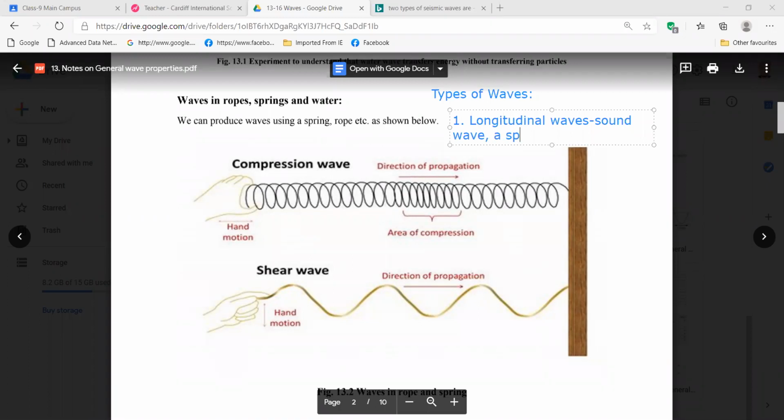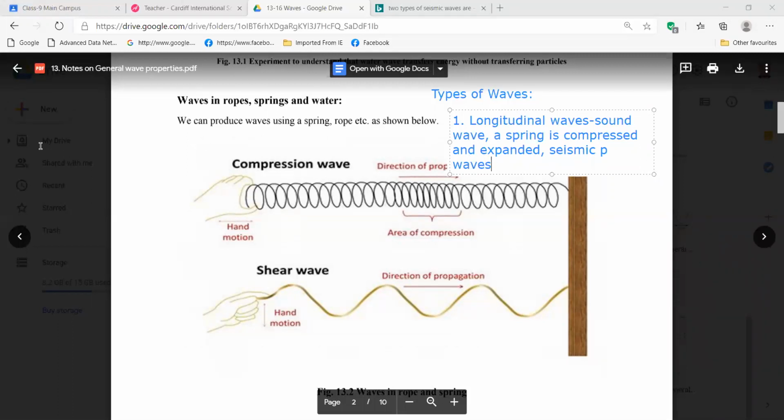Then a spring is compressed and expanded. Then seismic P waves. So these are the examples of longitudinal waves. Okay, you should memorize them. Seismic wave means we are getting the waves from the vibration of earth. And P means primary wave. Seismic primary waves. Why they are called longitudinal waves, we will discuss.